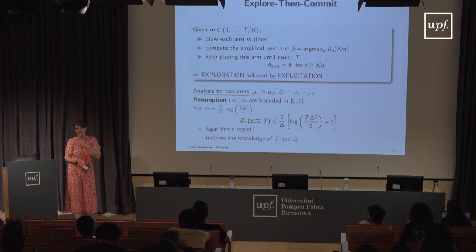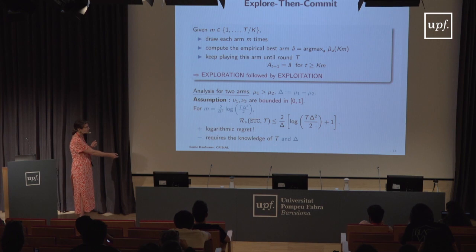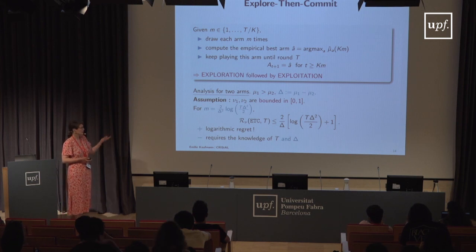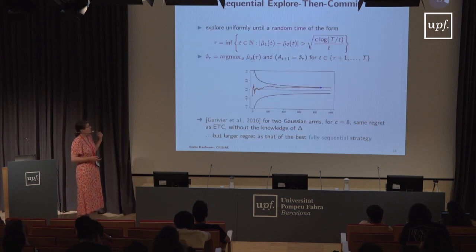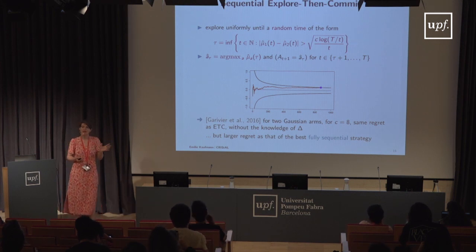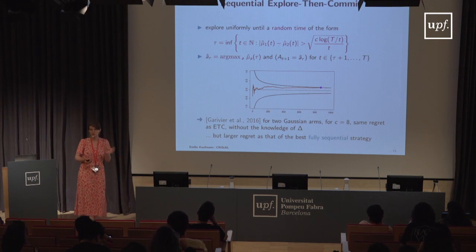However, the big limitation here is that the choice of m needed to know first the horizon, which is sometimes viewed as a problem, sometimes not. Maybe in a clinical trial, you know how many patients you have. In contextual advertisement, you don't know how many people will visit your websites. But the biggest problem in both cases is you never know what is the difference, the true difference or lower bound on it between your arms. So this is a limitation that we can somehow overcome by changing a little bit the length of the exploration phase to also be adaptive.